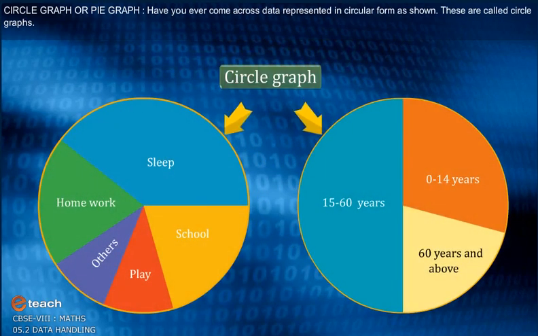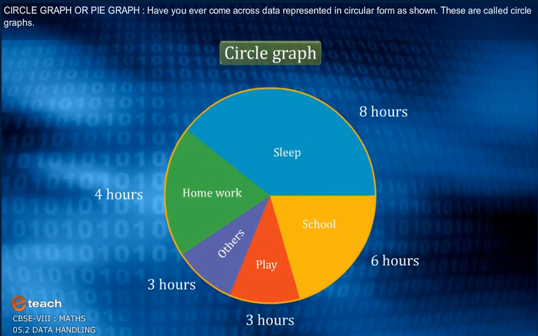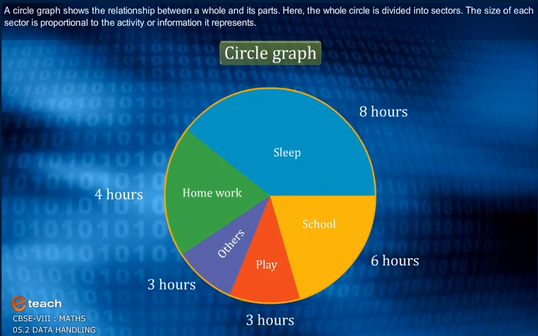Circle graph or pie graph. Have you ever come across data represented in circular form as shown? These are called circle graphs. A circle graph shows the relationship between a whole and its parts. Here, the whole circle is divided into sectors. The size of each sector is proportional to the activity or information it represents.